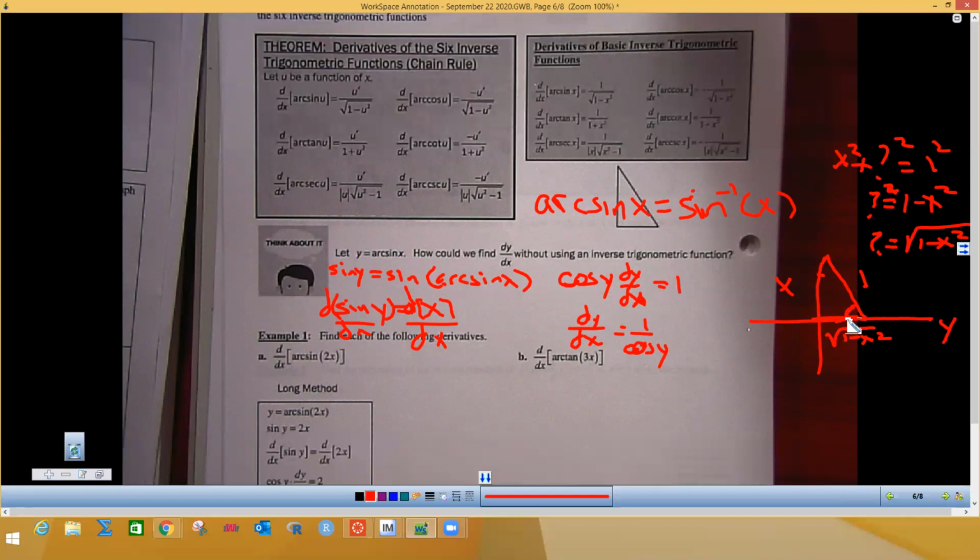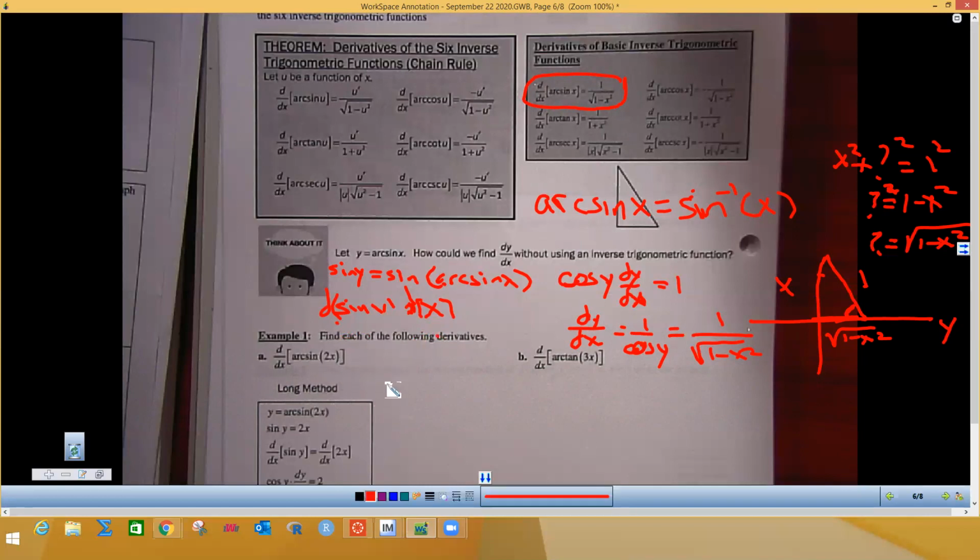So cosine. The cosine of y is adjacent, which is this thing, over hypotenuse, which is 1. This bottom part is this over 1, which is just the square root of 1 minus x squared. So if you look at this up here, this is how we get to that answer. You can do all of them this way, but we're not going to. So the big deal is we want to try to memorize our equations.